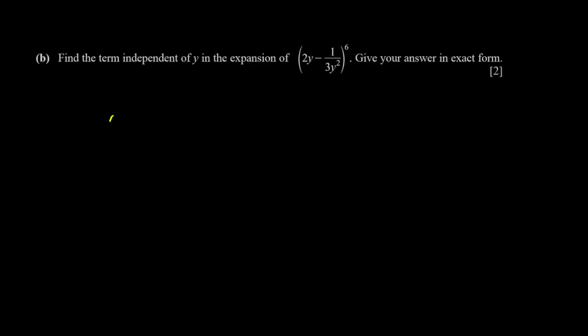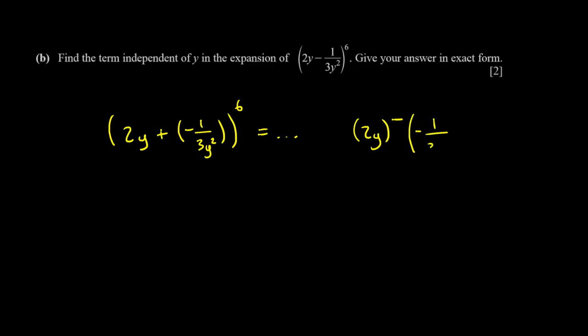Now how can we find that in this expansion? Let's think about how we expand things binomially. We've got 2y here plus negative 1 upon 3y squared. I've deliberately written it like that, as instead of being minus, I've written it as plus a negative, all to the power 6. If we expand this, we're going to get 2y to some unknown power, and then we're going to get this term here, negative 1 upon 3y squared, to another power.